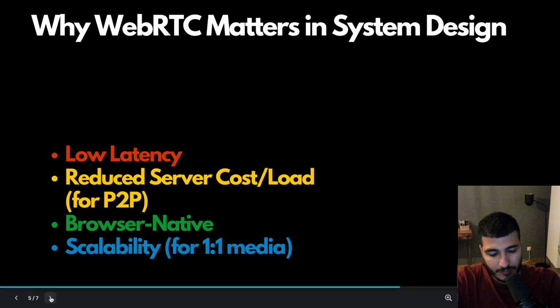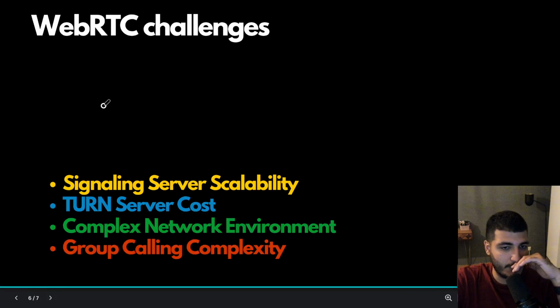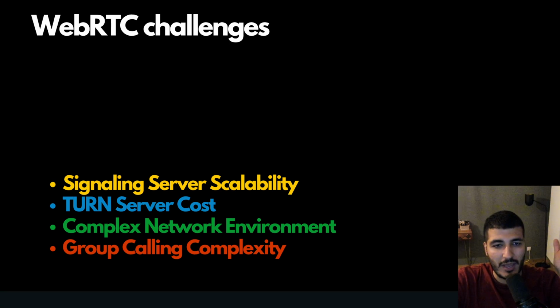Okay, but we have some challenges. The first one, we have the signaling server scalability. Your signaling server still needs to scale to handle all initial connection requests. Number two, the TURN server cost. If a significant portion of your users require TURN relays, it can become very expensive as TURN servers consume considerable bandwidth and CPU.